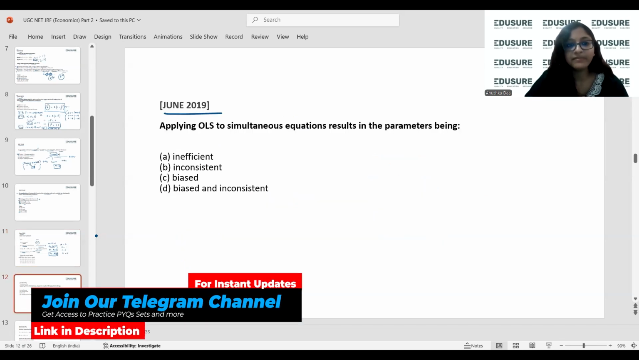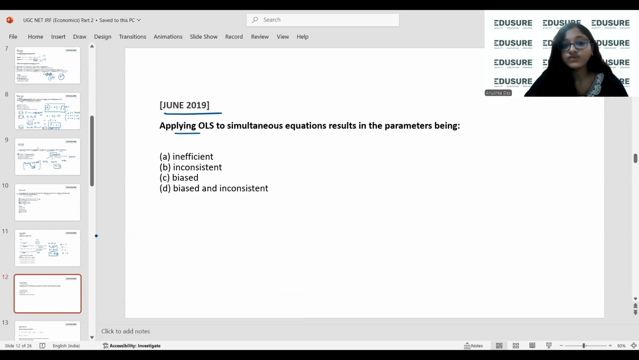June 2019 paper, applying OLS to the simultaneous equation. So I have touched upon all the concepts one by one. If you have noticed, applying OLS to simultaneous equation results in the parameters being what? In case of simultaneous equations, something called simultaneity bias takes place. Simultaneity bias, what is that? Simultaneity bias means the explanatory variables in your model are correlated with the error term.